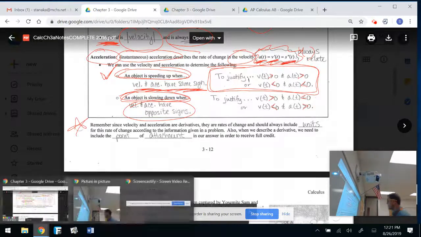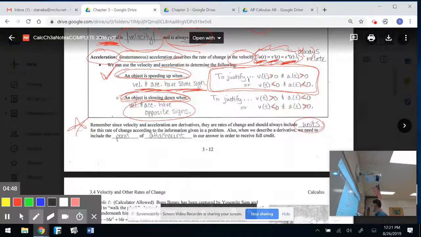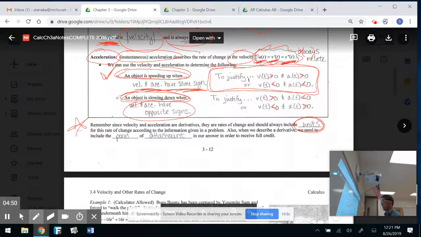Remember, since velocity and acceleration are derivatives, they are rates of change and should always include units. We always want to put units even if they don't ask, for this rate of change according to the information given in the problem. Also, when we describe a derivative, we need to include the point of attachment in our answer in order to receive credit.